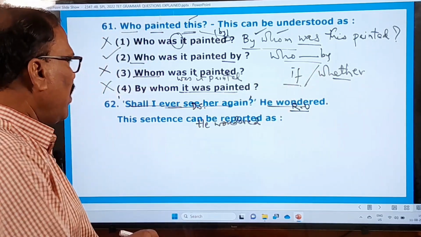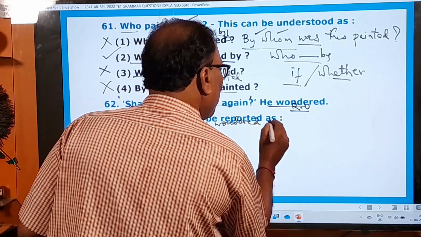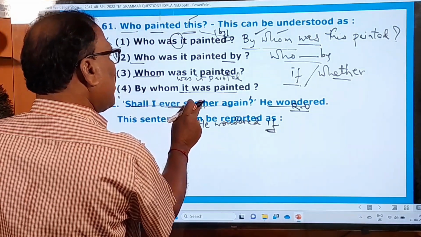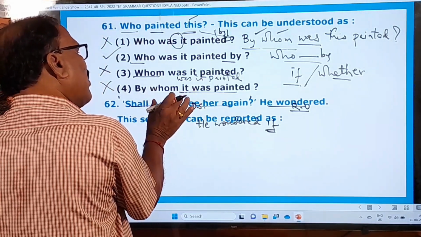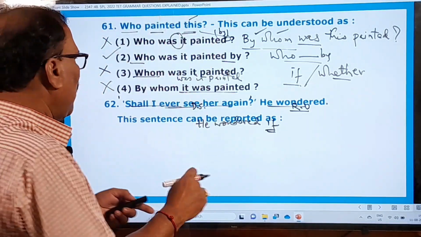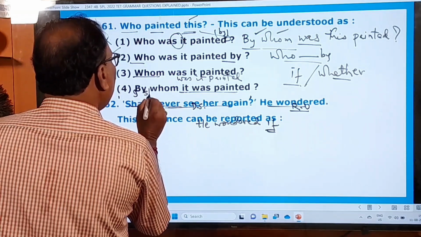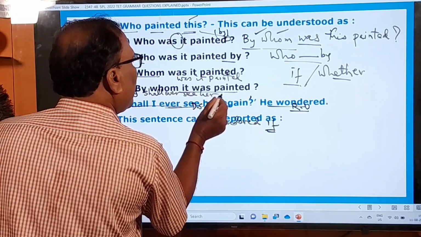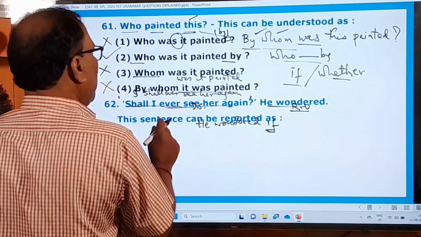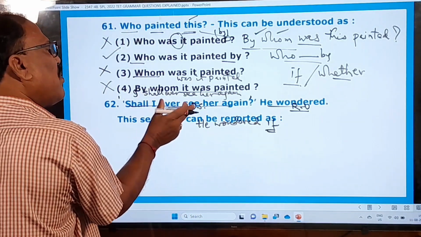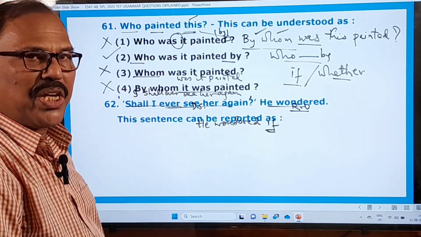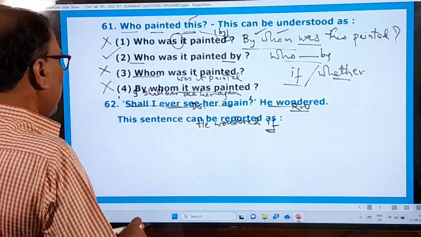That is a rule. So here, he wondered if, I am using a small word. You can also use whether. And here, shall I ever see? No, you have to change this question order into the right sentence order. What is the right sentence order? I shall ever see. This is the right sentence order. Okay, now you change it. Always you have to change the question order into the right sentence order before you change into the indirect speech. Right. Okay.